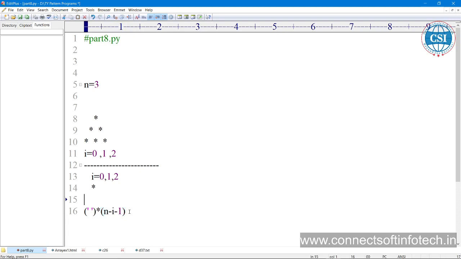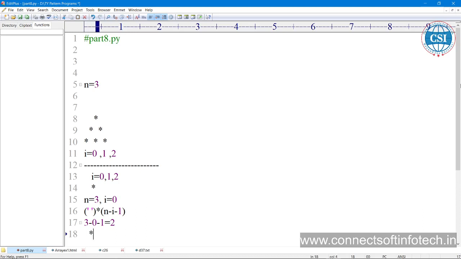So now you can check here n is equal to 3 and i is equal to 0 in the first iteration. What do you need to print here? 2 spaces, means first space, second space. What is the value of n? 3. 3 minus i, which is 0, minus 1, how many? 2 spaces. Here 2 spaces will come.